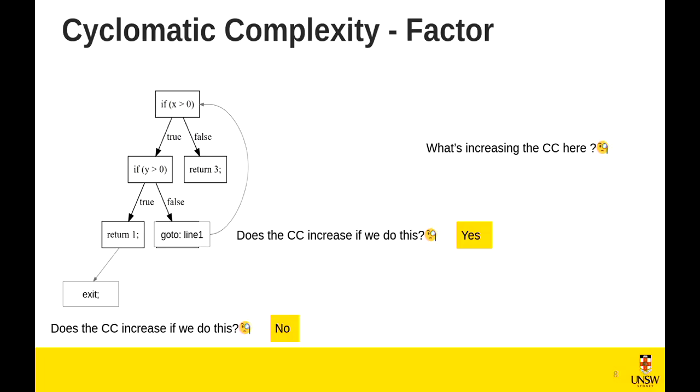So could you see what's increasing the cyclomatic complexity here? Branches and loops. Because whenever we have branches, we will have multiple edges connected to one node. And whenever we have a loop, it's essentially doing the same thing here. So branches and loops are positively affecting cyclomatic complexity here.